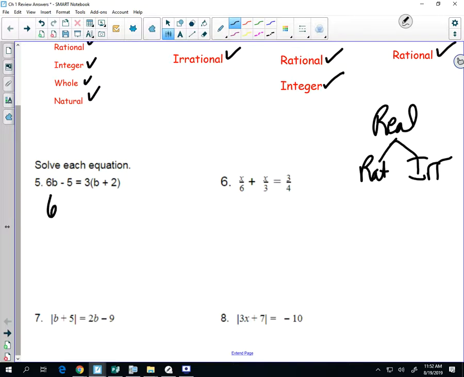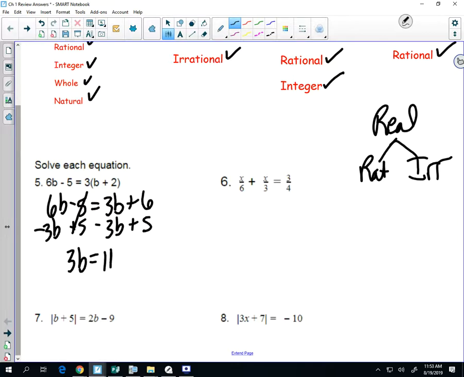So the first thing I'm going to do here is I'm going to distribute, and I'm going to get 3b plus 6. And then I'm going to subtract 3b over here and add 5 over here. So I'm going to get 3b equals 11. I'm going to divide by 3. And I'm going to leave my answer as 11/3 or 3 2/3. But 11/3 is a simplified answer.